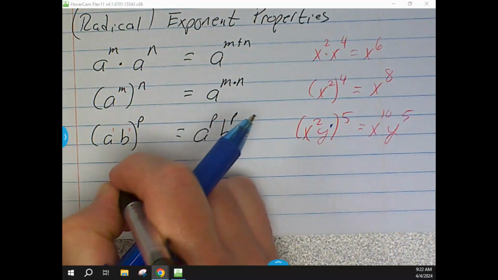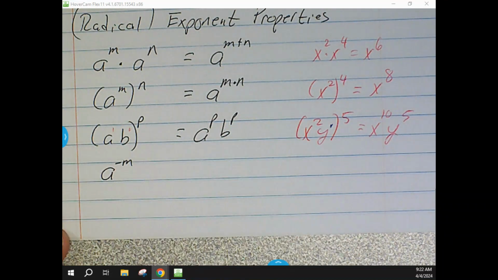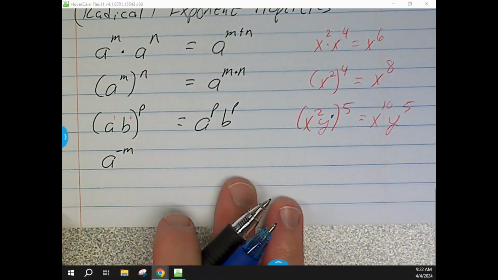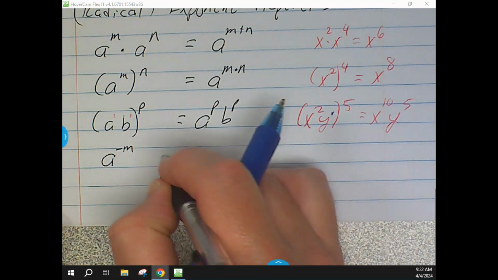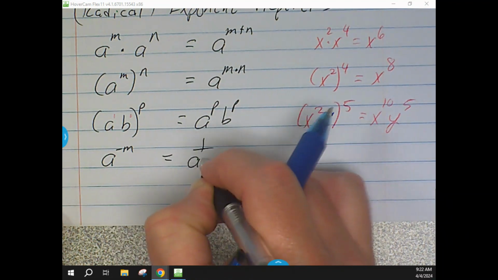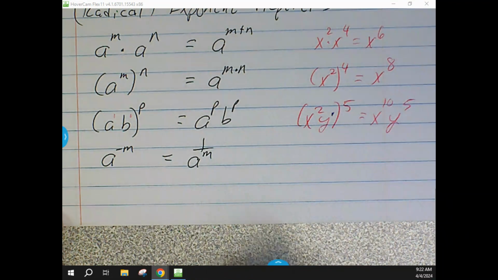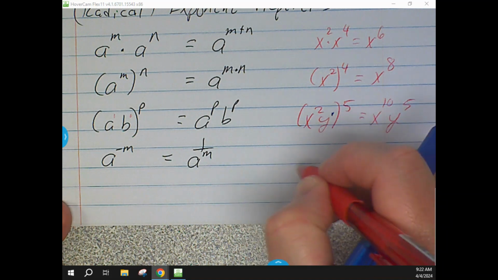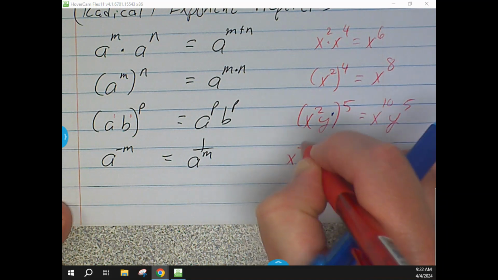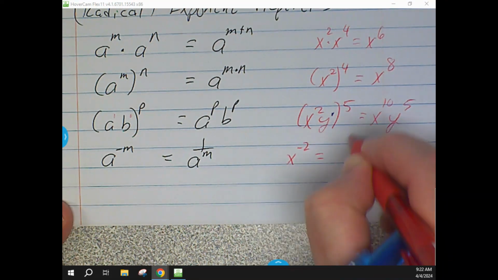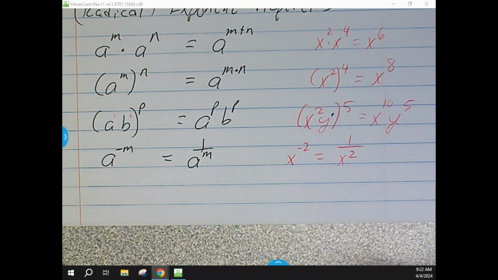All right, this part, we just talked about this one, but here's the actual property for that one. If it's a negative power, negative exponent, you just rewrite it as 1 over that number. So again, if it was x to the negative 2 power, it becomes 1 over x squared.